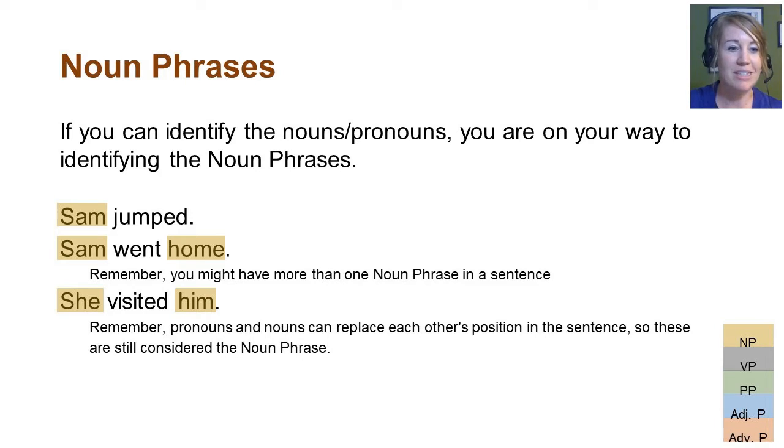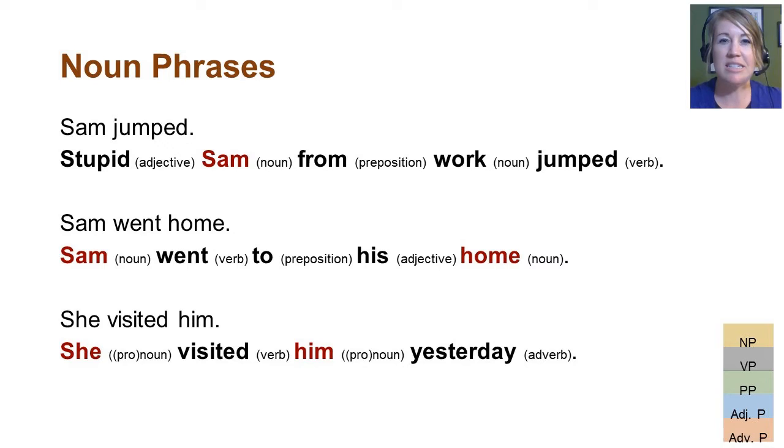But I want to highlight here again how a clause or a sentence can have more than one noun phrase. Well, what if we make our sentences a little more complex so they're not just 3 words, right? So instead of Sam jumped, let's say stupid Sam from work jumped. Instead of Sam went home, let's say Sam went to his home. And instead of she visited him, let's say she visited him yesterday. So we're adding some other lexical units here. And this initially might scare you because the noun phrases are still here, but they took a little bit of a different shape given the additional words we have.